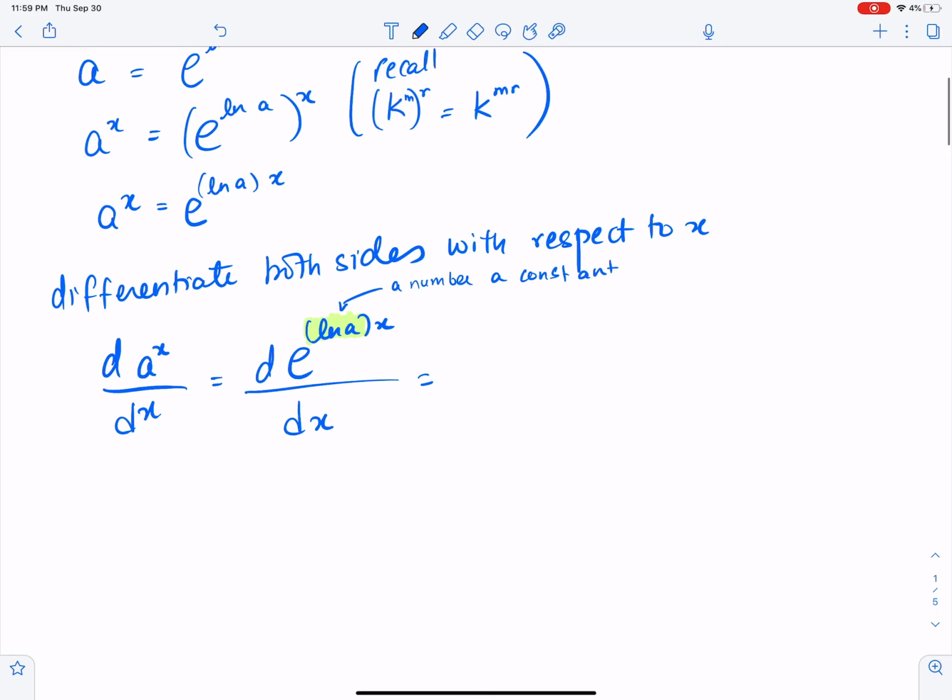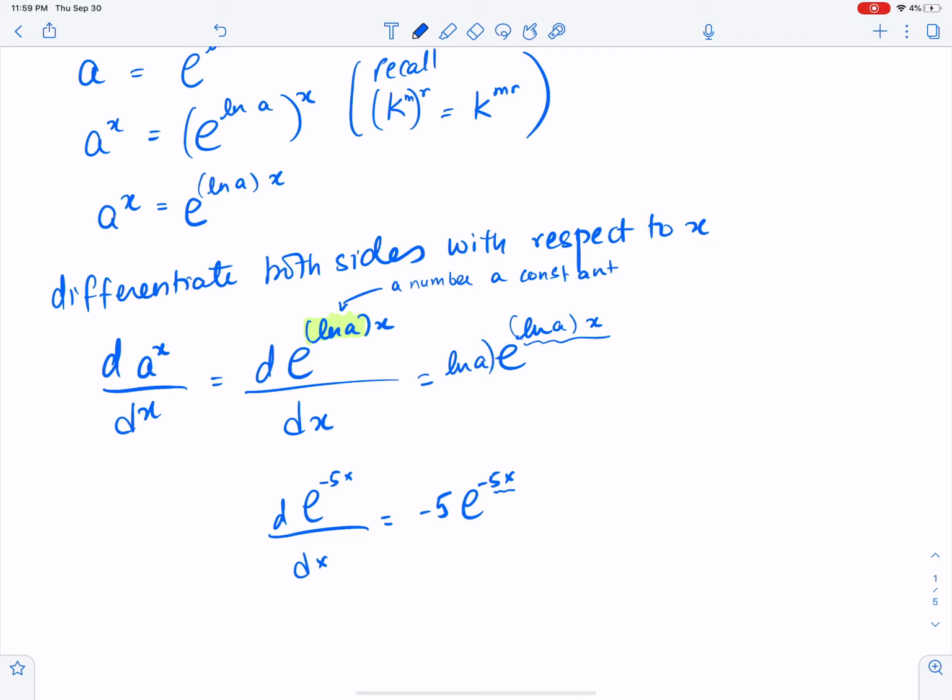So differentiating e to log a x is just like differentiating e to the negative 5x. What's the derivative of e to the negative 5x? It's e to the negative 5x times the derivative of negative 5x. So you throw in a negative 5 in front. So just like that, the derivative of e to the log a times x will be e raised to log a times x times the derivative of log a times x, which is log a. Okay? All right.